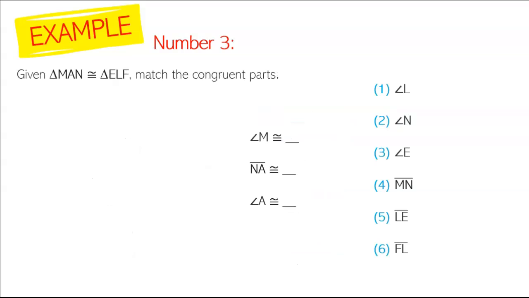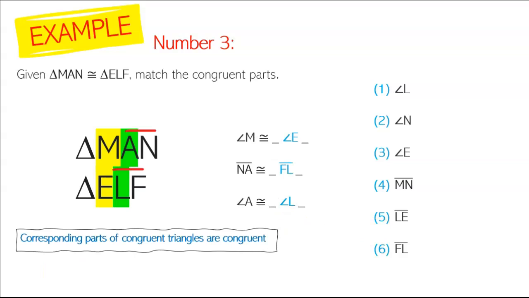This one says we have a triangle labeled MAN and a triangle ELF. Match the congruent part. So angle M goes with what? Line segment NA goes with what? And angle A goes with what? I'm just going to go to the answer page because it's easier to see if you want to put them up and down. So I have my MAN right here. It's bigger and it's color coded. And then I have my ELF.